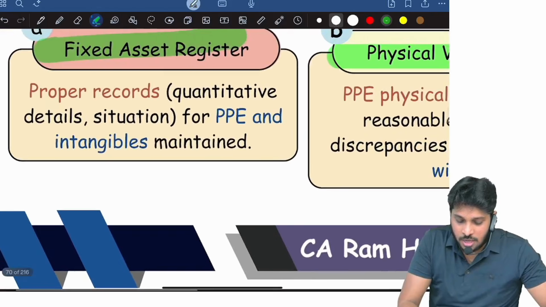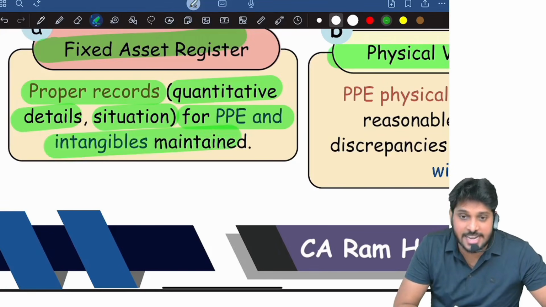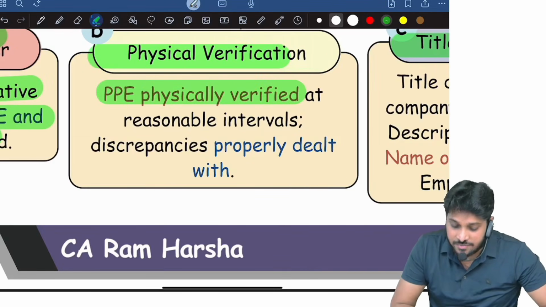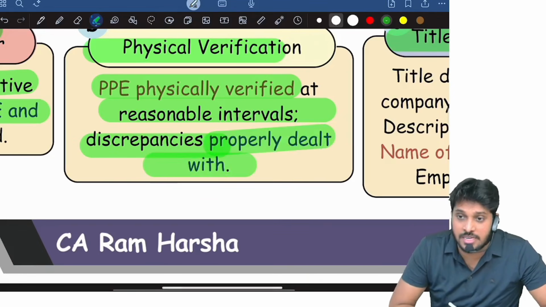Fixed asset register: whether the company is maintaining proper records, quantitative details and situation for PPE and intangibles, whether a register is maintained or not. Second, whether these fixed assets are physically verified at reasonable intervals. If at all they identify any discrepancy, whether they were properly recorded or not.